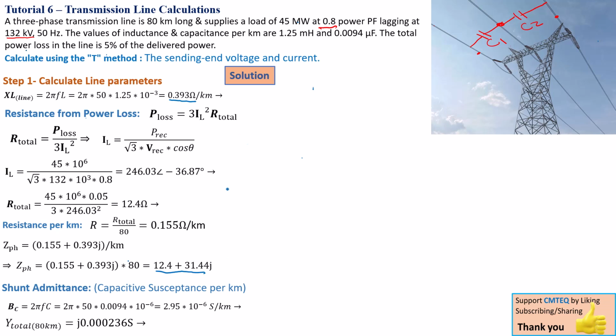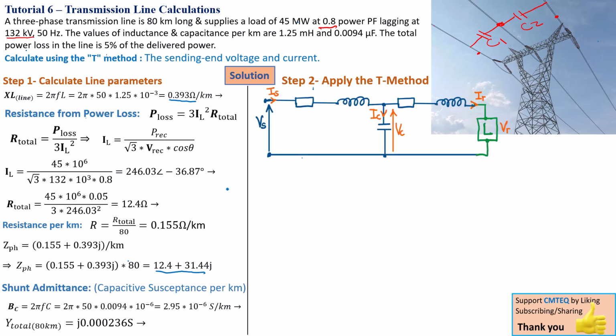Now, before we can continue, we need to configure the T method model here. Okay, so to do that, we need to plot in all the parameters that we've calculated so far for our transmission line. In the T model of a transmission line, as you can see here, the total series impedance that we've calculated here is basically divided equally between the two sides, and then we have the shunt capacitance or shunt admittance is now placed at the center of the line.